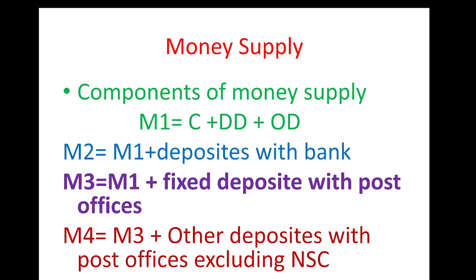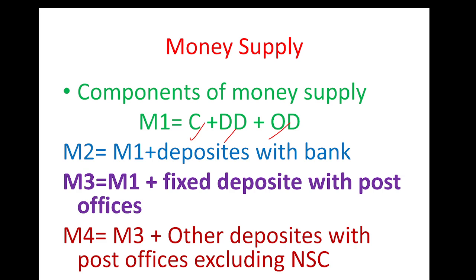Students, you can see that there are three parts of M1: C, DD, OD. C means cash with public, DD means demand deposit with public, OD means other deposit with public. So these are the components of money supply.